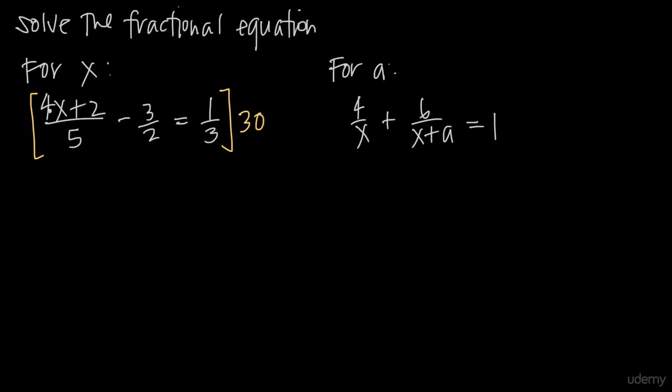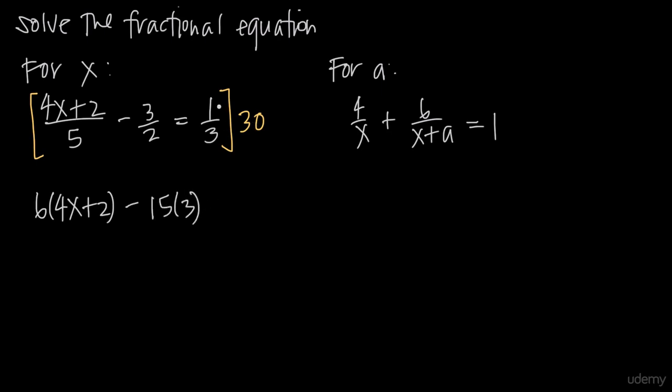So 30 times 4x plus 2 over 5. Well, with 30 in the numerator and 5 in the denominator, we can reduce that fraction to 6 over 1, right? 30 divided by 5 is 6. So really, we're just multiplying the numerator by 6. So we get 6 times 4x plus 2. Multiplying 30 by negative 3 over 2, well, again, we have 30 in the numerator and 2 in the denominator, so that's like 15 over 1, so we're really just multiplying the numerator by 15. So we get minus 15 times 3.